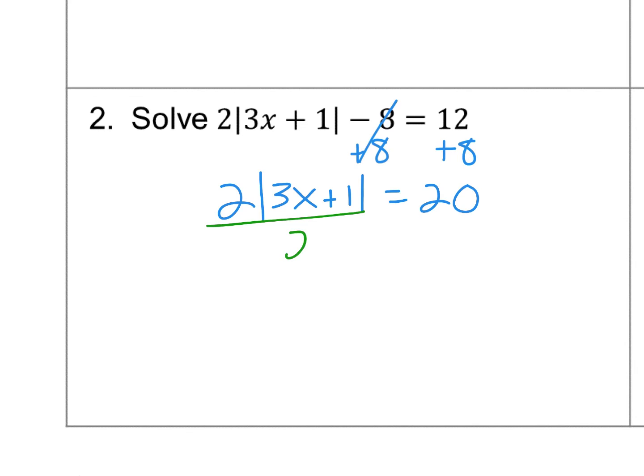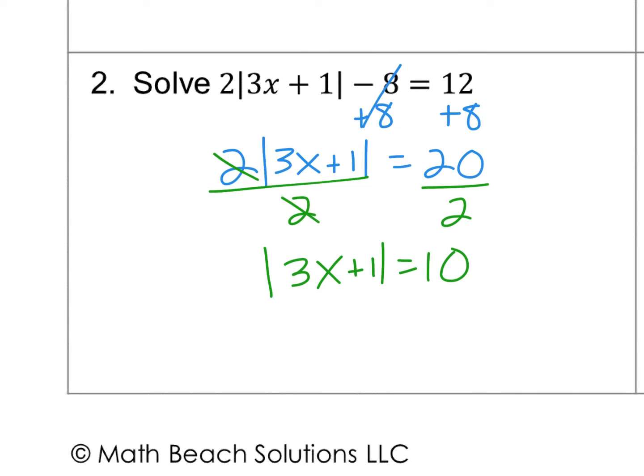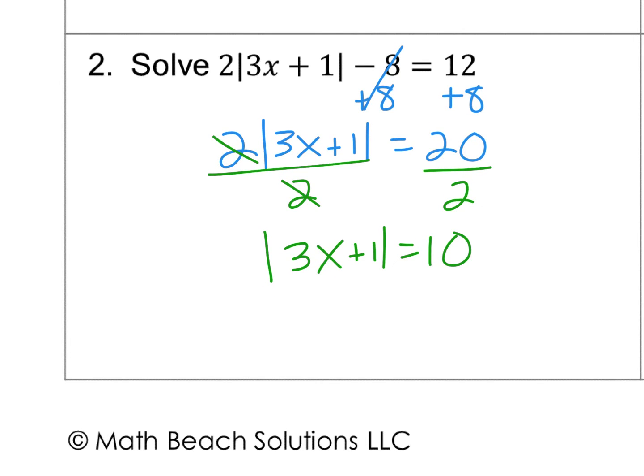And then we'll divide by 2. Absolute value of 3x plus 1 equals 10. Okay, so you get rid of everything outside the absolute value first, and then we separate it. So I'm going to rewrite it as 3x plus 1 equals 10, and then 3x plus 1 equals negative 10.